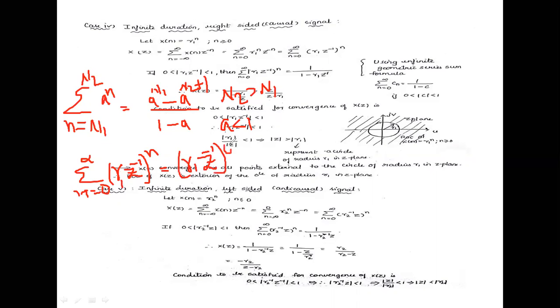What is n1? 0. r1 z power minus 1. What is n2 here? Infinity, plus 1, whole divided by 1 minus a, where a is nothing but r1 z power minus 1. So infinity plus 1 is nothing but infinity. Anything power 0 is 1. Anything power infinity is 0. And the whole is divided by 1 minus r1 z power minus 1. That is equal to 1 by 1 minus r1 z power minus 1.